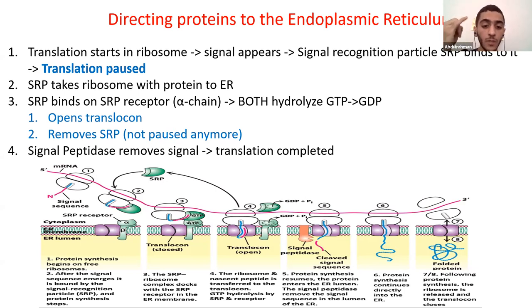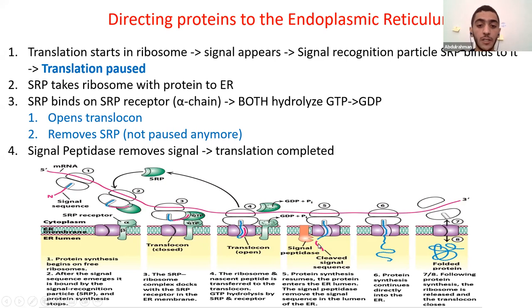So once the signal recognition particle and its receptor are breaking down their GTPs to GDP, they can remove the signal recognition particle, which basically removes the pause that was put on the ribosomes. And so the signal recognition particle is removed and we open up a translocon, which is basically like a channel that's found on the endoplasmic reticulum membrane. What happens now is that the ribosomes can complete the translation process. Remember, it started freely in the cytoplasm and now it's over in the endoplasmic reticulum. It completes the process of translation and pushes this protein sequence into the endoplasmic reticulum lumen.